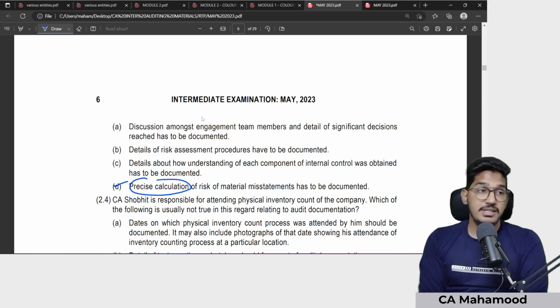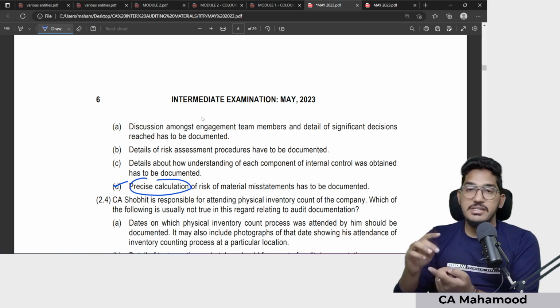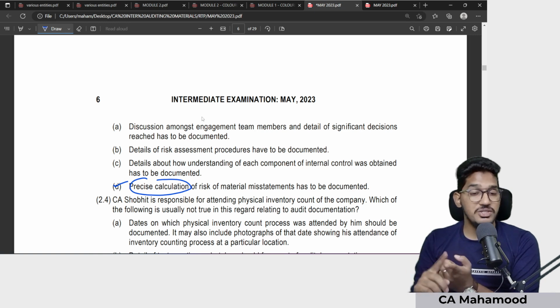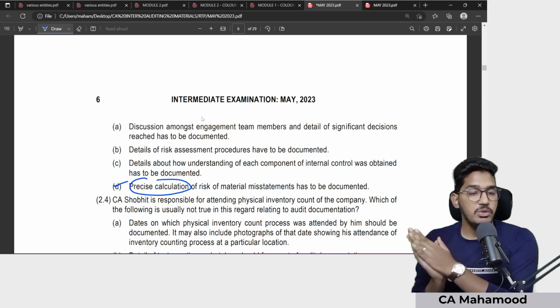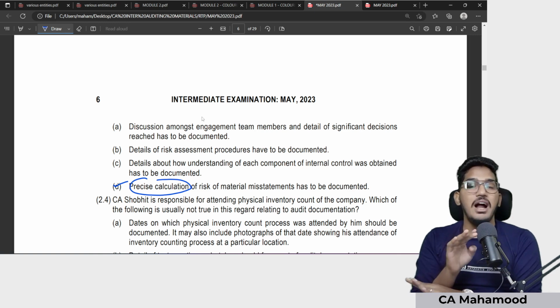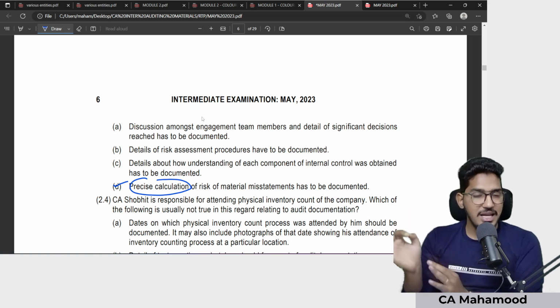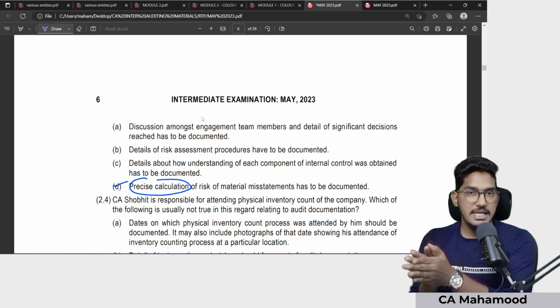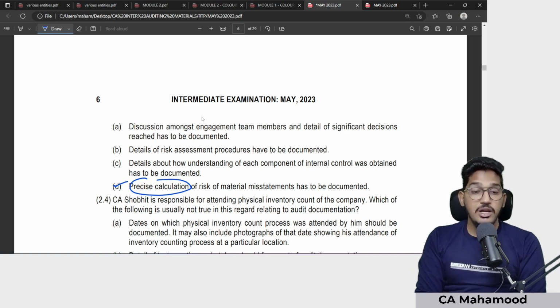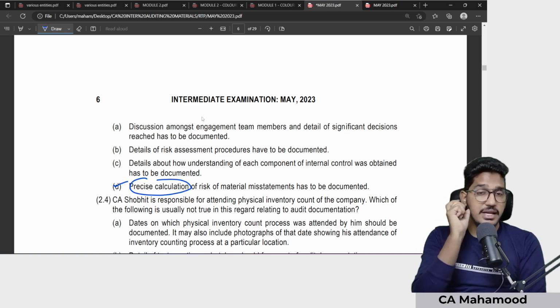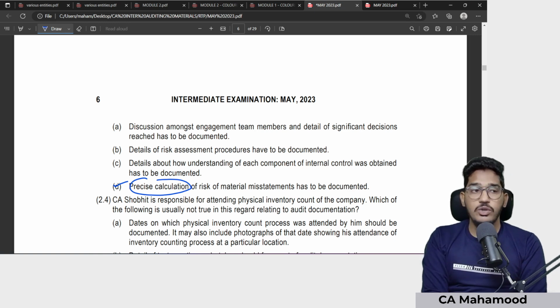Because as we have seen in the risk assessment and internal control chapter, the assessment of risk is purely a matter of professional judgment, not a matter capable of precise calculation. We can't exactly calculate the risk. We can only estimate it. But option D is saying that whatever precise calculation of risk is there has to be documented. First of all, you can't precisely calculate the risk at all. You can only estimate it using professional judgment. When precise calculation of the risk itself is not possible, how can you document it? Not possible, no. So option D is the odd one.